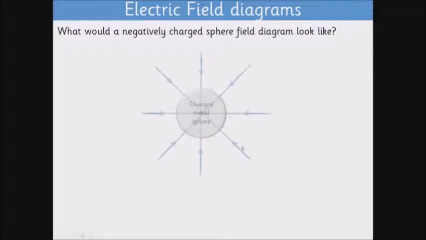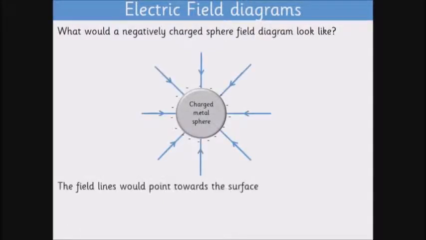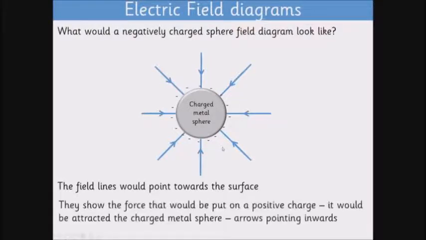So if we look at a negatively charged metal sphere, this is where it's got more electrons, so I've left the electrons on, so it has an excess of electrons. In this case, the field lines would point towards the surface of the sphere, because a positive charge brought in would feel an attractive force towards the charged metal sphere. And remember, the direction of the field lines is based on what a positive charge would experience. So they show the force that will be put on a positive charge.